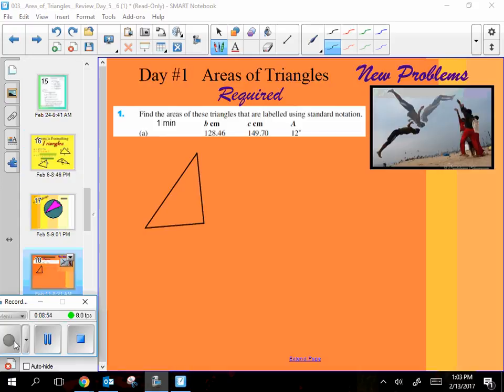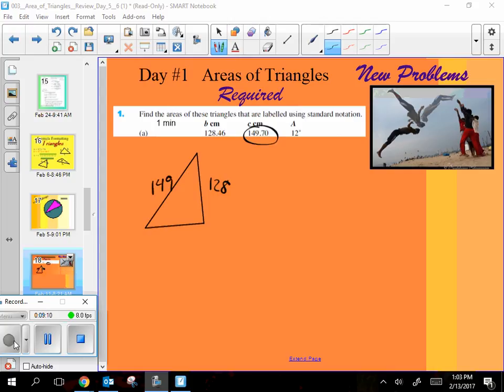Okay, so here's the first problem right here. Did they give me a good setup for Heron's? Nope, they didn't give me all the sides. So they gave me B, which I can pick anything I want to be B. I'll call this one 128. The longest one ought to be this one, 149.